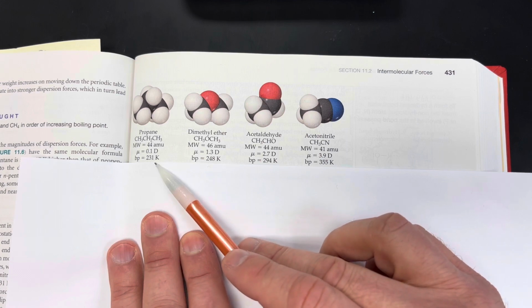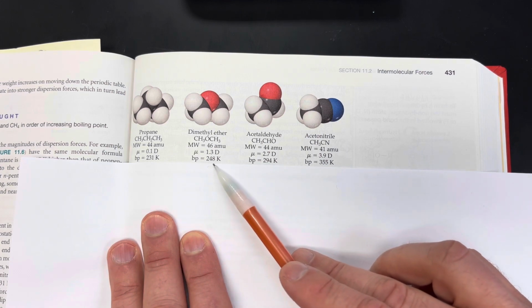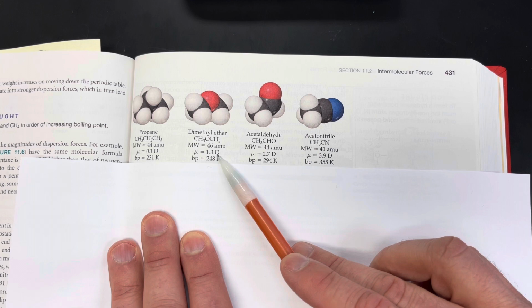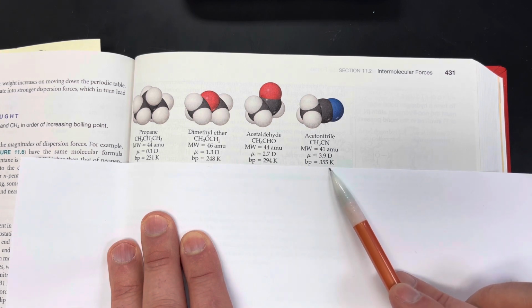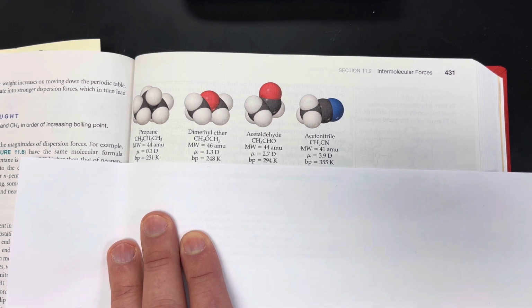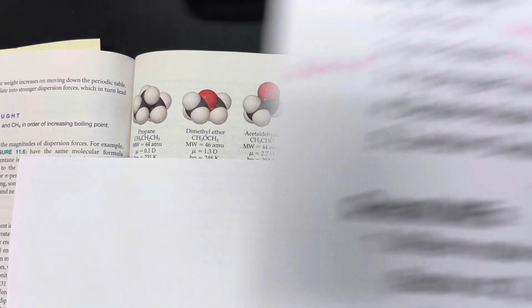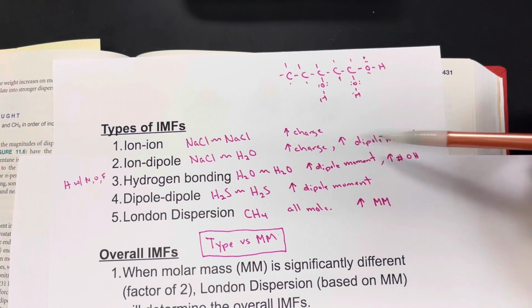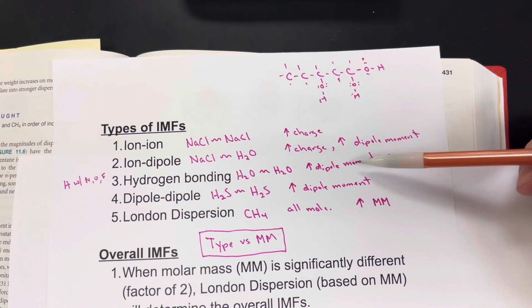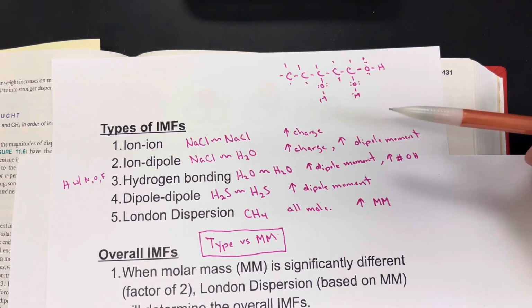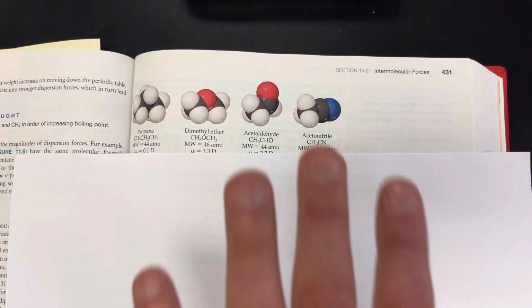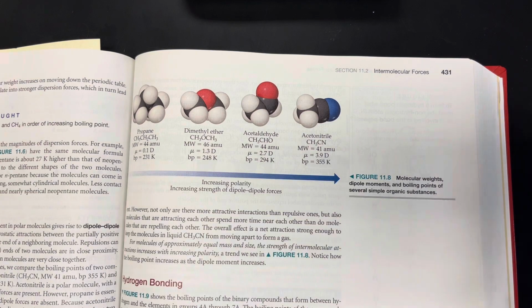So you can see this is going to be the lowest boiling point. And as we move to the right, as the dipole moment increases, the boiling point increases as well. So that's showing us that as you increase the dipole moment, the IMFs are going to increase as well. And this is a great example of seeing that, okay?